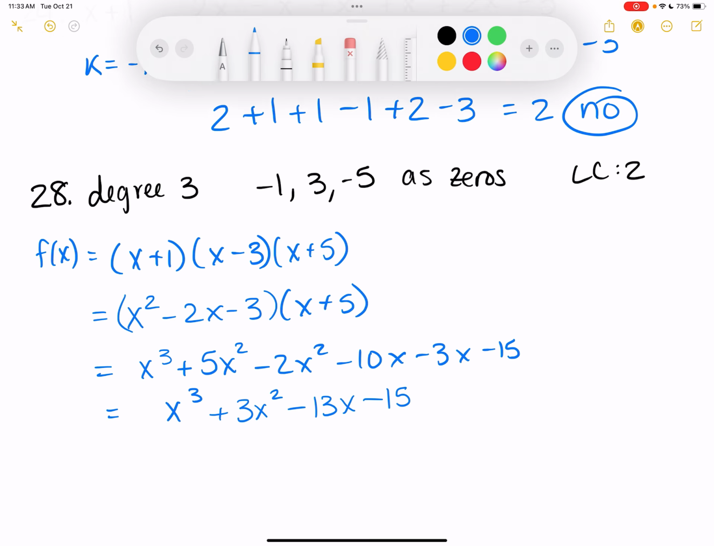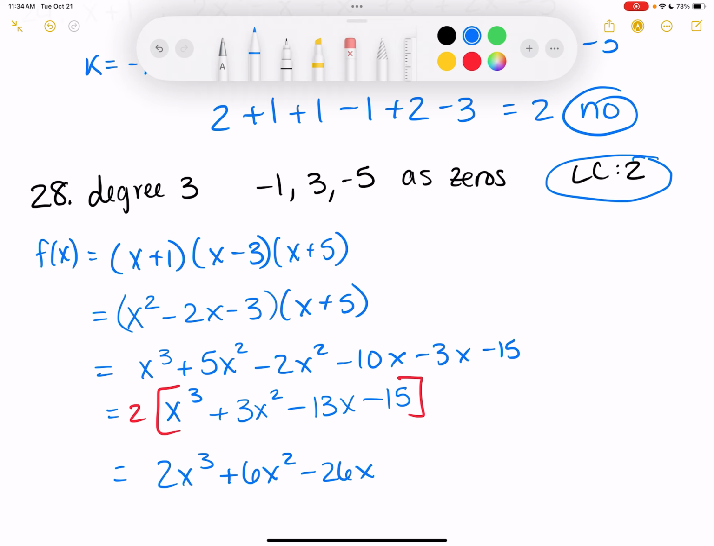Any idea what I might need to do that? Subtract the x cubed. Stick it in front of the x. Multiply everything by 2 so that I end up with a 2 in front of it all. So I'm going to take this whole thing and multiply it by 2. And so I end up with 2x cubed plus 6x squared minus 26x minus 30. So that would be your function.